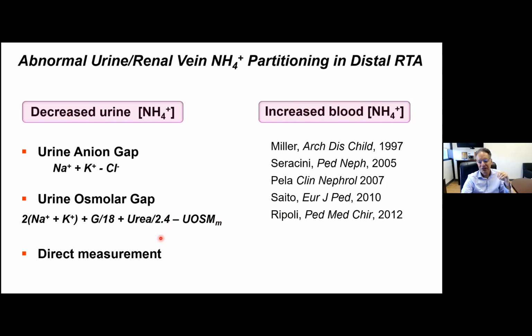If you have someone with an elevated urine pH and their urine ammonia is low and their blood ammonia is high, that's distal RTA. There's nothing else that can do that. So that's something that's not recognized, that the blood ammonia to urine ammonia ratio is actually higher than normal. You won't find that anywhere in any textbooks or anywhere in the literature, but it is a fact.